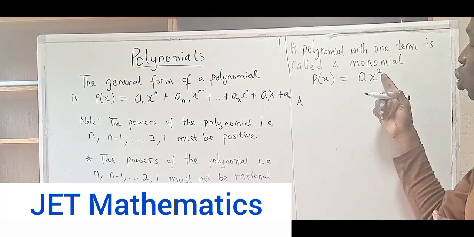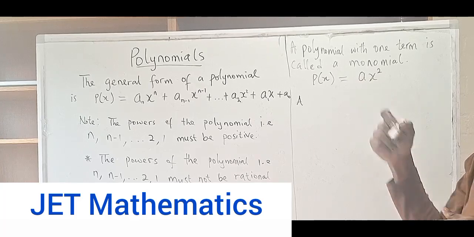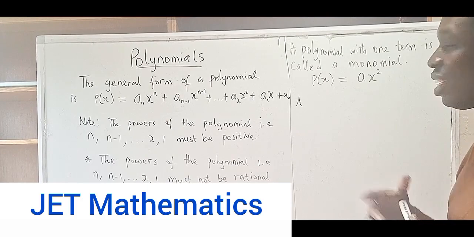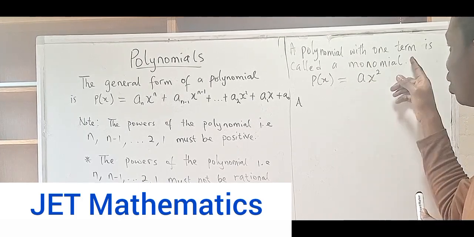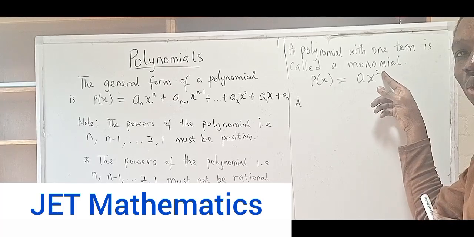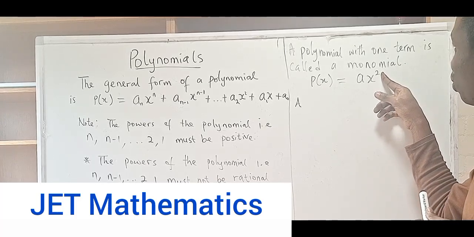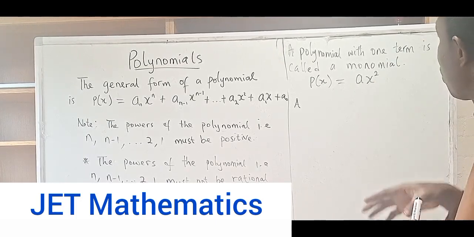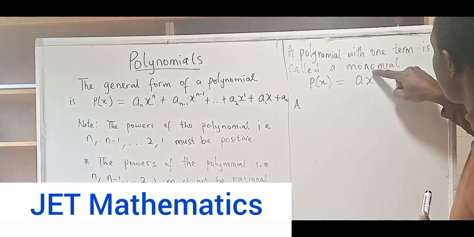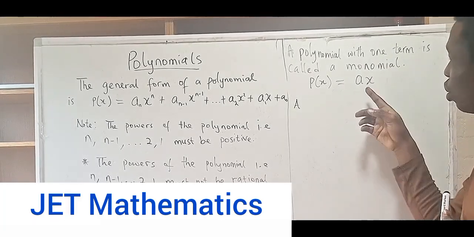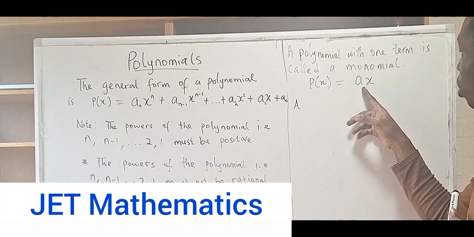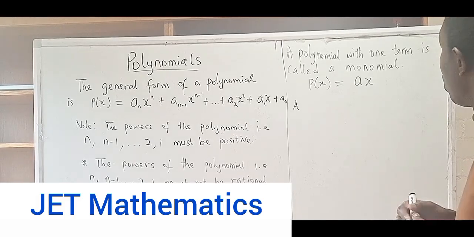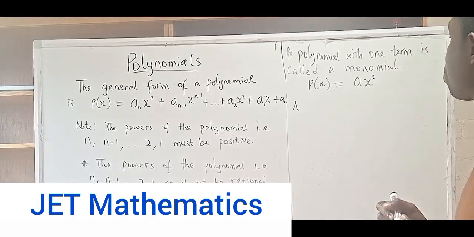But it has degree 2. That makes it also a quadratic polynomial. It has one term, so it is a monomial, and it has degree 2, so it is also a quadratic polynomial. So don't get yourself confused. Assuming it doesn't have a square there, it's also a monomial, but this monomial is linear because the degree is 1. So take note of that.